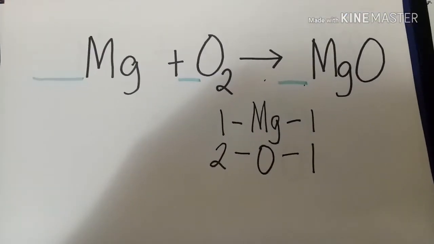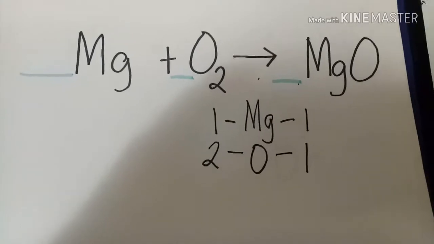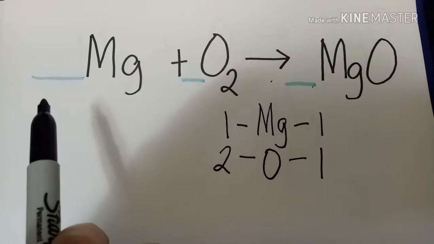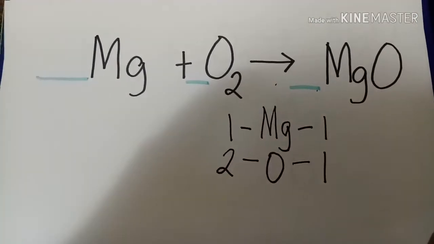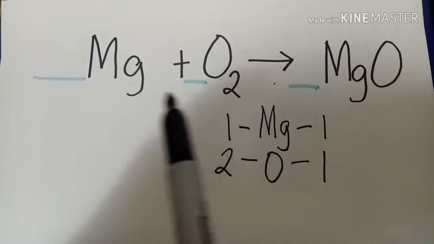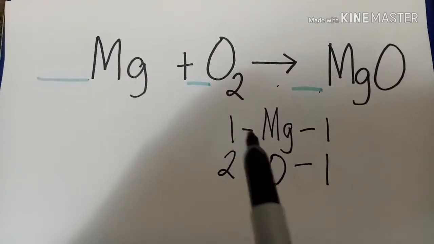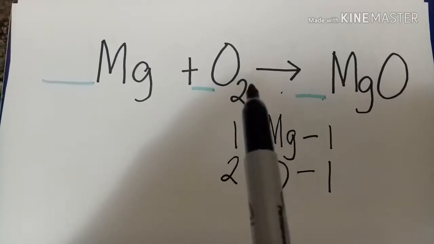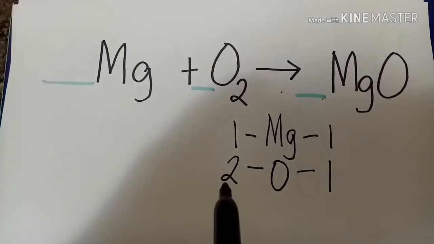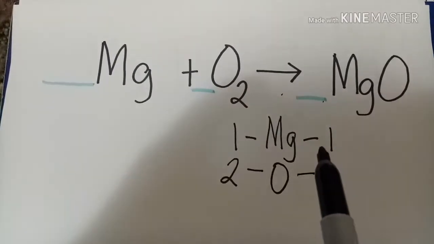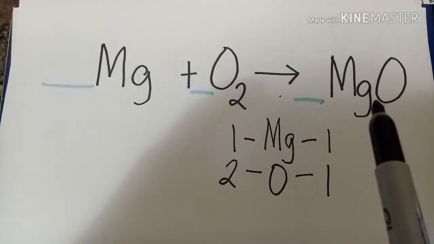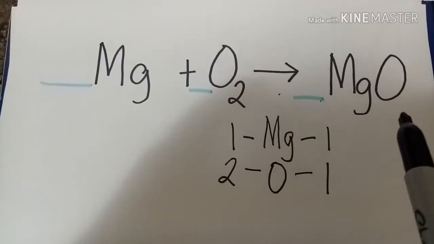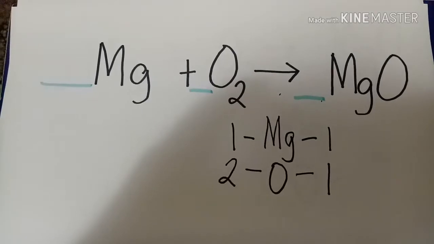Okay, if the equation is not balanced, we're going to balance it by first identifying the number of atoms in the reactant side and the number of atoms in the product side. Initially, we already identified the number of atoms. For the reactant, we have 1 magnesium atom and 2 oxygen atoms. And for the product side, we have 1 magnesium atom since there's no subscript, and 1 oxygen atom since there's no subscript. So this is the initial number of atoms.